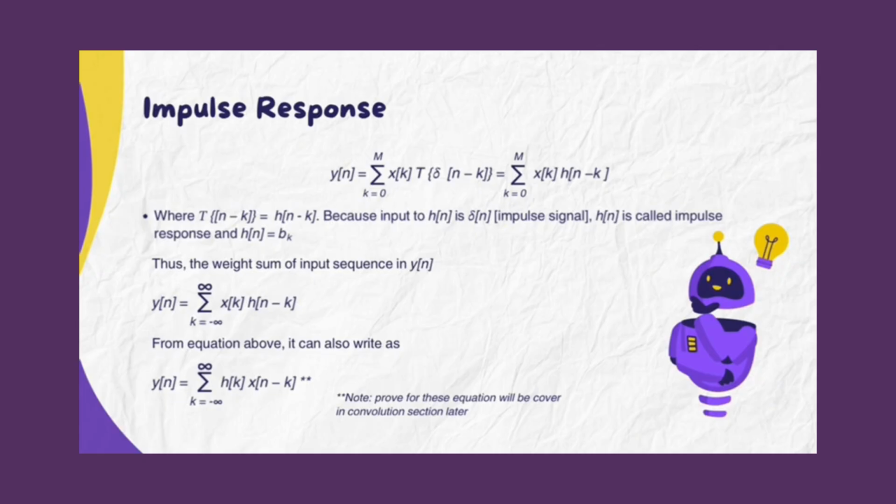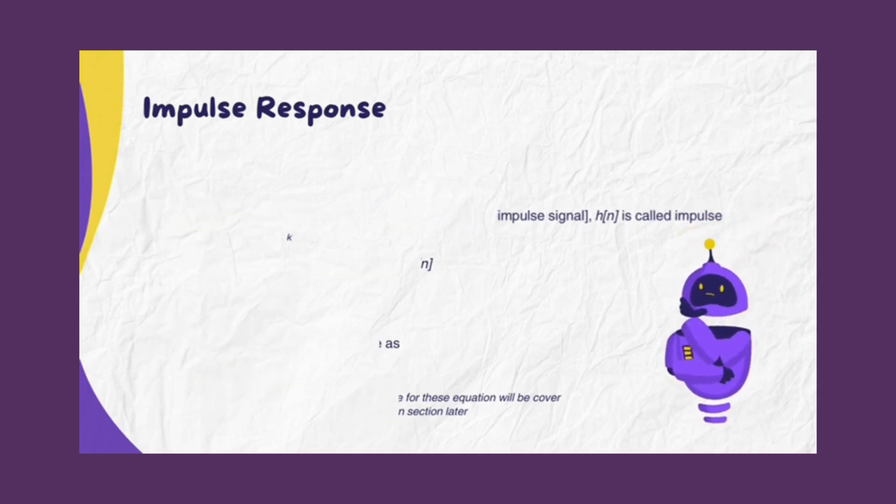Don't worry, we'll prove this later in the convolution section. But for now, just remember, impulse response is the system's reaction to a single blip. And convolution is how we build the full output using that reaction. Now let's walk through the steps to find the impulse response of a system using a difference equation.